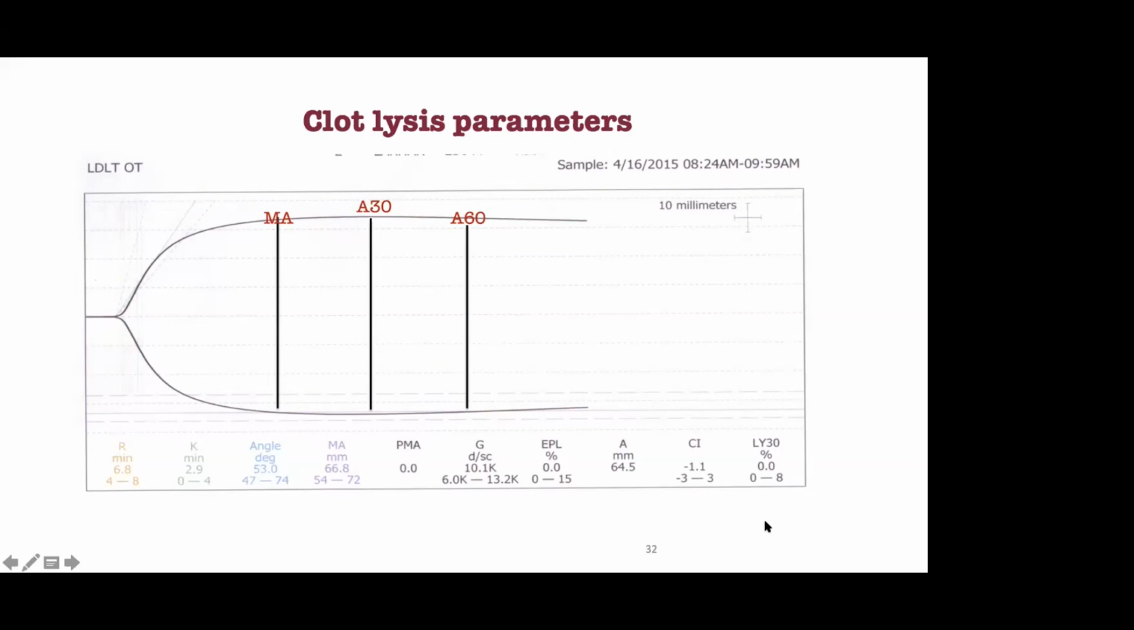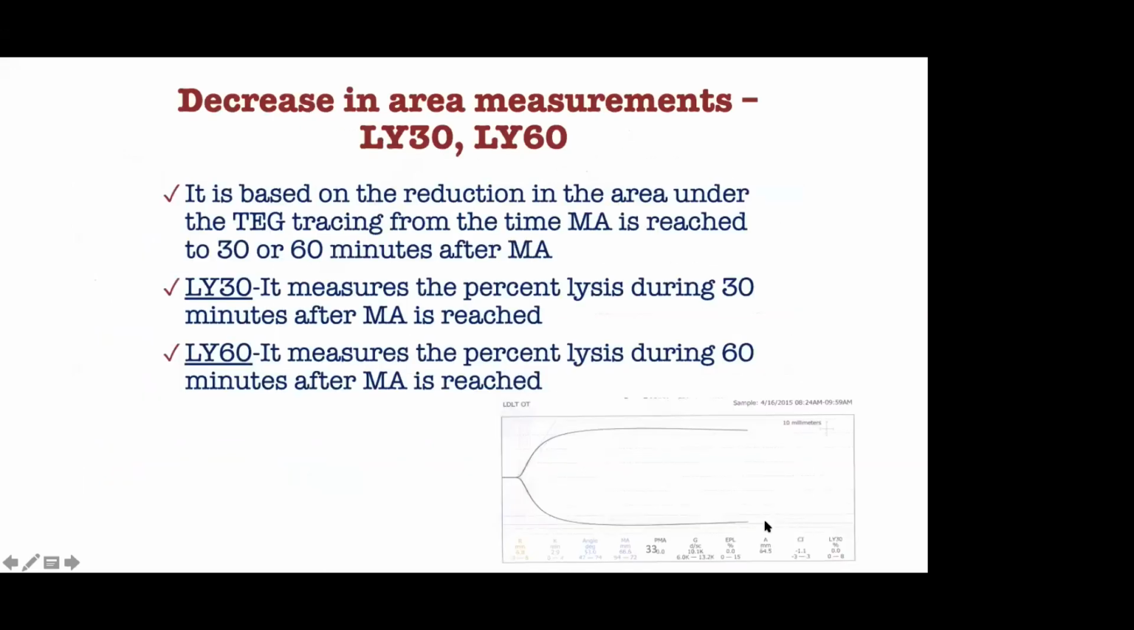Here we can see MA, PMA, G, expected percent lysis, A, CI, coagulation index, and LY30. So LY30 is a decrease in the area measurement, based on the reduction in the area under the TAG tracing from the time MA is reached to 30 or 60 minutes after maximum amplitude is achieved. LY30 measures the percent lysis during 30 minutes after maximum amplitude is achieved, and it is exactly the same for LY60 as well.